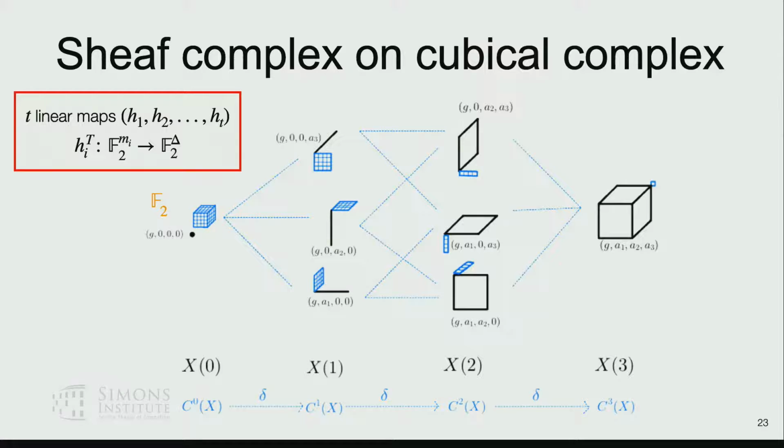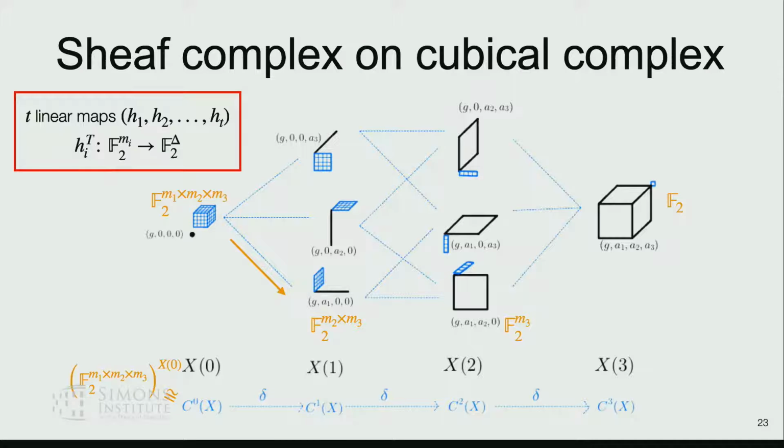Previously, we put this F2 value on each of these vertices. Now instead, we will put a tensor value on this vertex. So it's F2 to the power of m1 times m2 times m3, represented by this blue tensor. So now the vector space is F2 to the m1 times m2 times m3, to the power of x0. You can repeat the same process for all the other geometrical structures. For example, for the horizontal edge, now you'll put F2 to the m2 times m3. And so that defines the vector space.